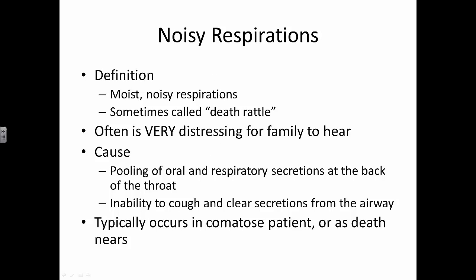Moving on to noisy respirations. These are moist, noisy respirations that are sometimes referred to as death rattle. Dr. Brandt, do you think this is something that family members would want to hear about, this death rattle?